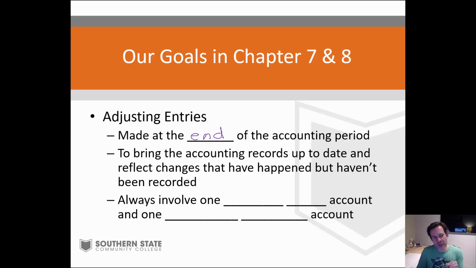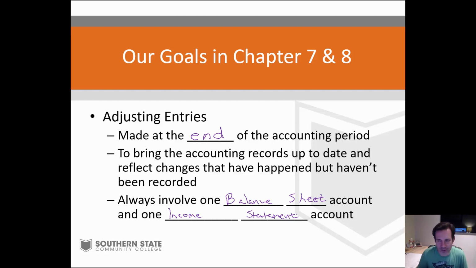An adjusting entry always involves one balance sheet account and one income statement account. That's it. Usually one's a debit and one's a credit. One balance sheet, one income statement. And usually what we're doing is moving something from the balance sheet to the income statement or vice versa on an adjusting entry. So I'm going to say that time and time again as we're doing these examples. Adjusting entries: one balance sheet account, one income statement account.